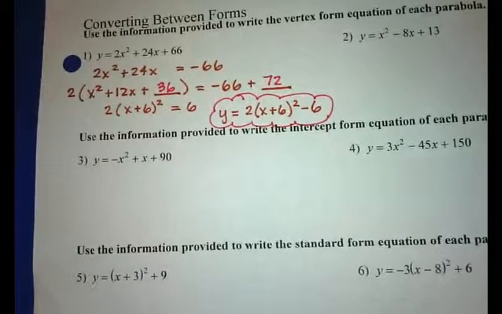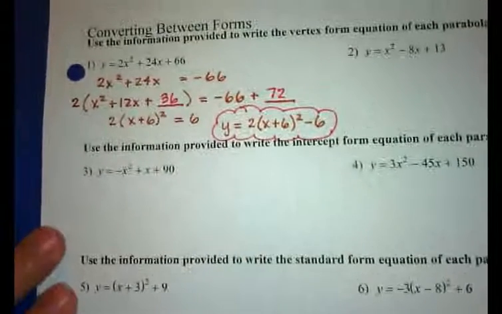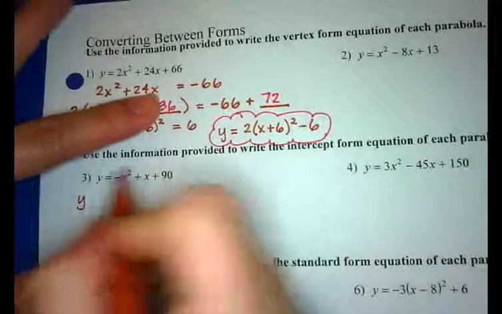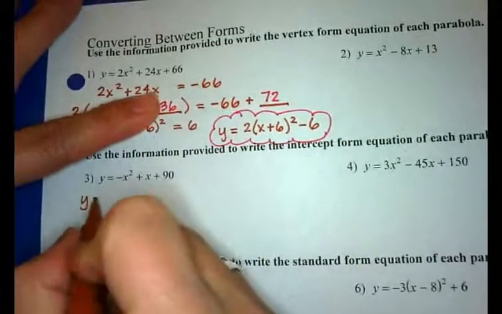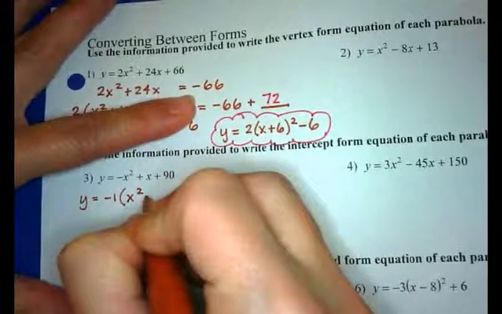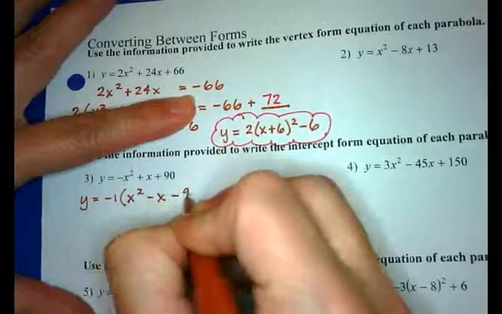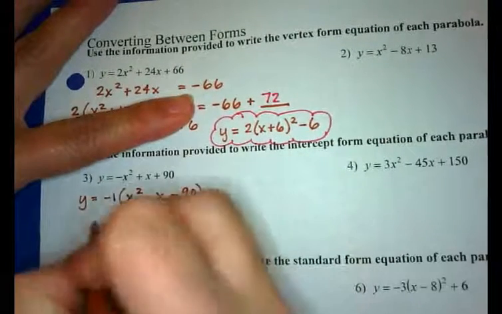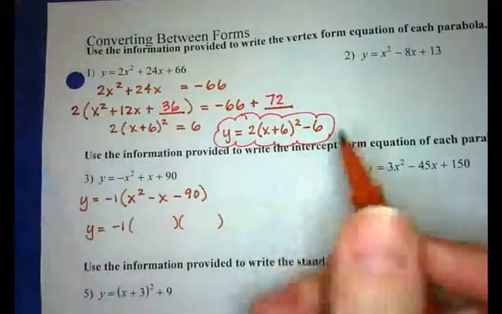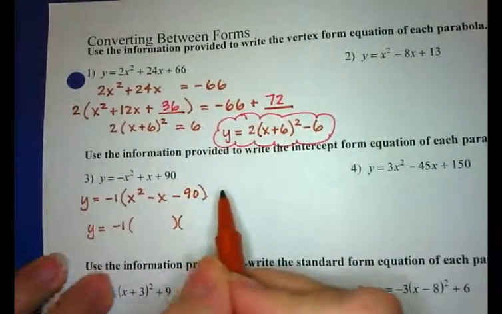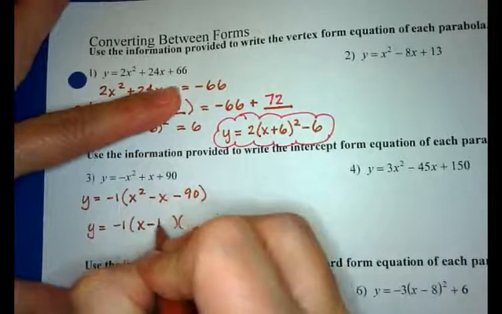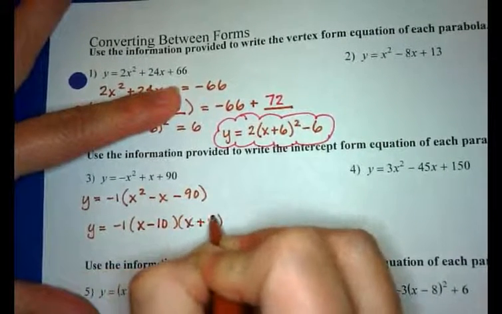Okay, next one. In order to get intercept form, which means factored form, all I'm going to do is factor this problem. Since it has a negative 1 at the beginning, the first thing I'm going to do is factor out that negative. So I'll have x squared minus x minus 90. And then I can factor this one into 2 binomials. I need factors of 90 or negative 90 that would add up to negative 1. So I'm thinking x minus 10 and x plus 9.